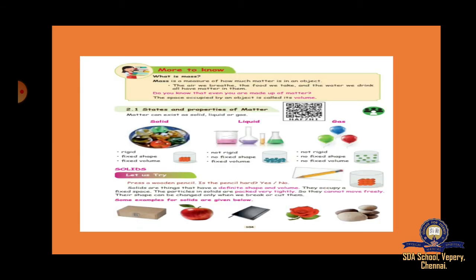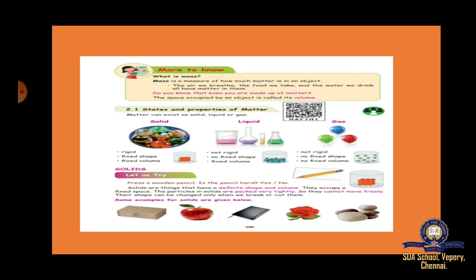Okay, now this is our book, the textbook. So let's learn from the textbook what is given in it. See there, states and properties of matter. So matter exists as solids, liquids and gases. Let us see the first one, solid. How is the solid? See, there are 3 points for each one.